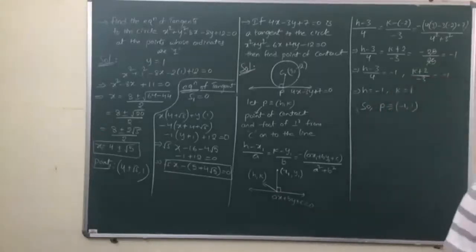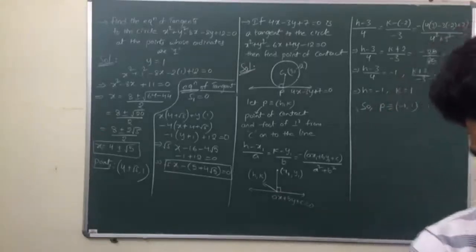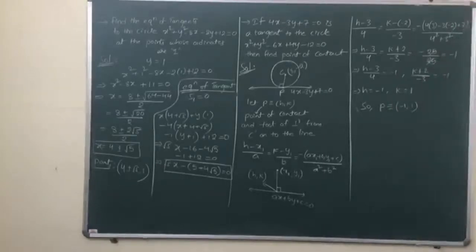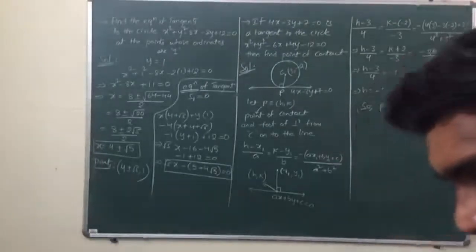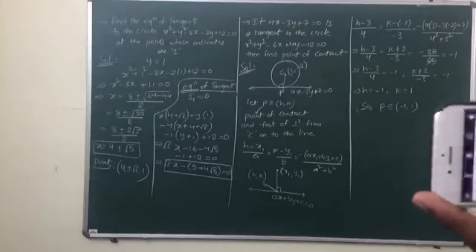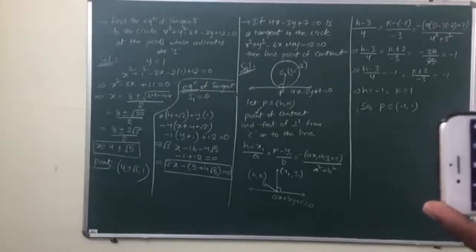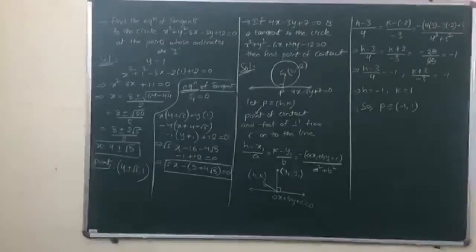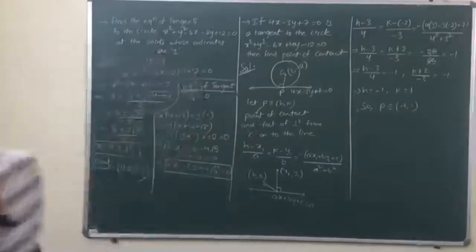Okay, any doubts? So the point of contact of a tangent to the circle is nothing but the foot of perpendicular from the center onto the tangent. That is nothing but the point of contact. Still any doubts?